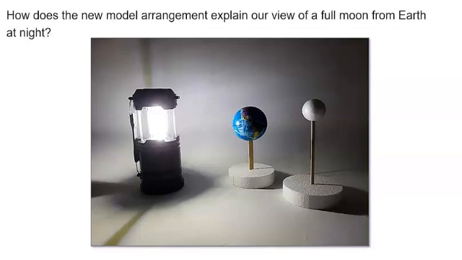How does the new model arrangement explain our view of a full moon from Earth at night? Can you track the light rays and how they are reflected with your finger in our updated model? Our model now shows that the light from the sun reflects off the moon, which is positioned on the nighttime side of Earth. The reflected light allows us to see the moon at night.